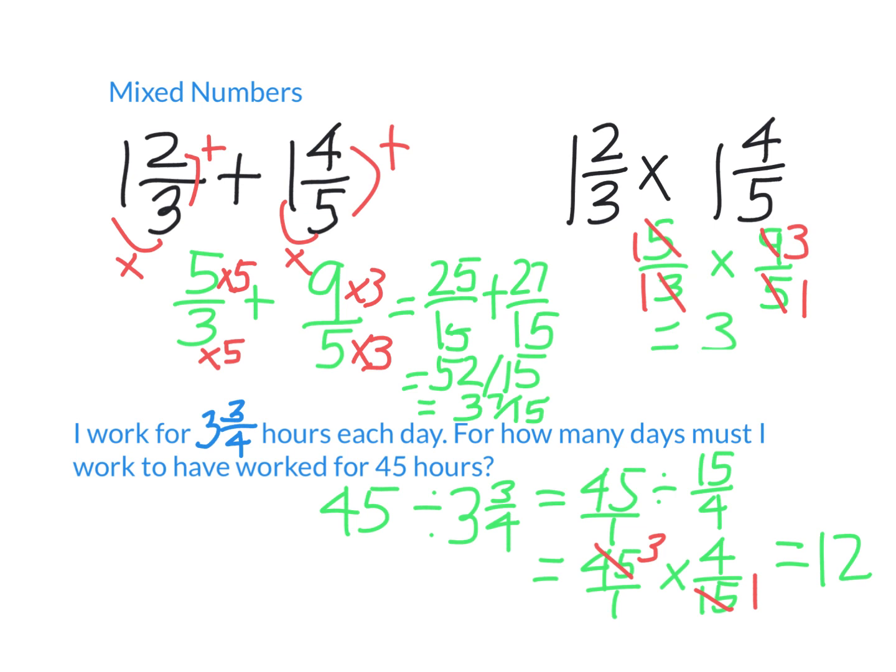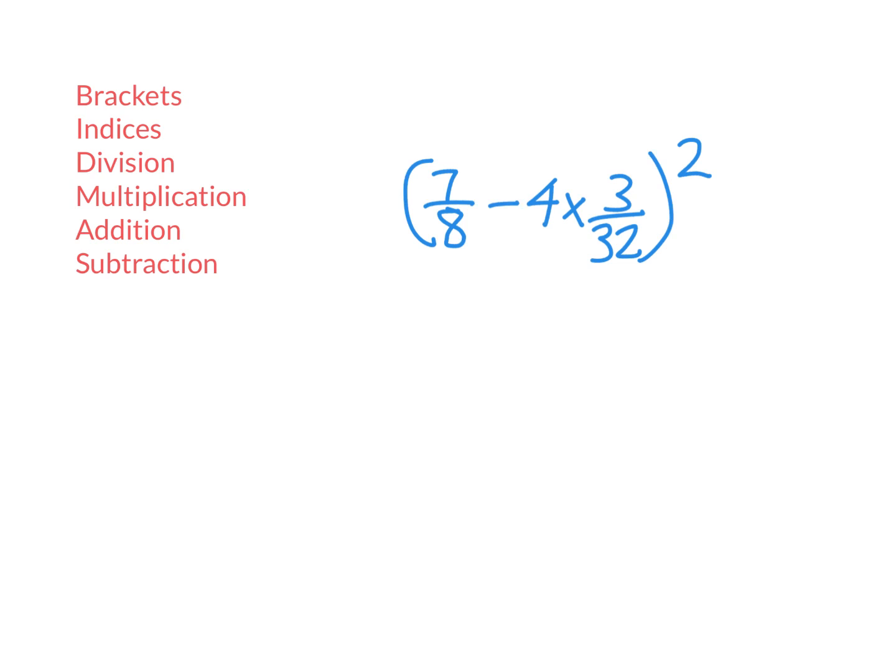All right, let's now look at using BIDMAS with fractions. So we've previously learnt BIDMAS. It's an acronym. Each of the letters stands for something. And this acronym tells us the order in which we perform operations. We perform anything in brackets first, then we perform indices, i.e. raising to the power. Remember, division and multiplication are the same rank. We perform whichever comes first, left to right. Similarly, addition and subtraction are the same rank. We perform whichever comes first, left to right.